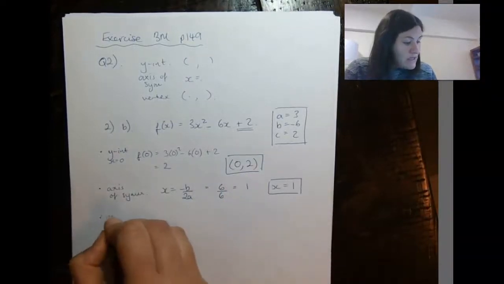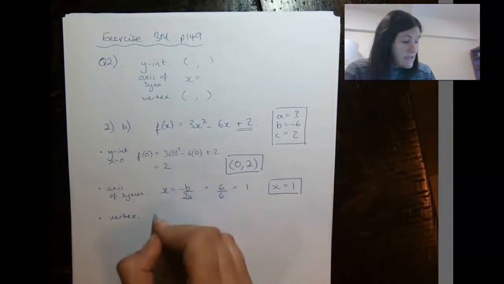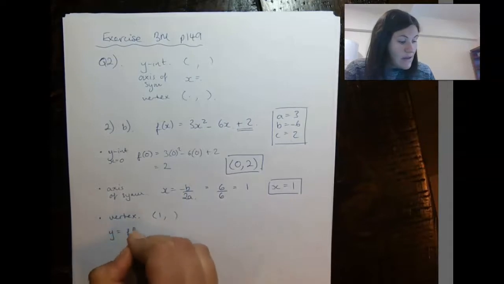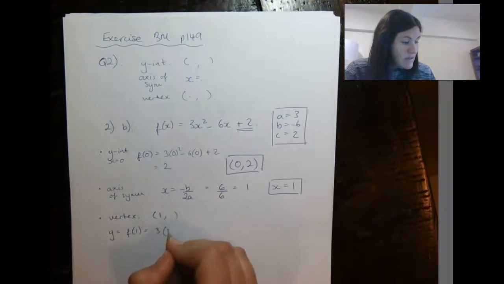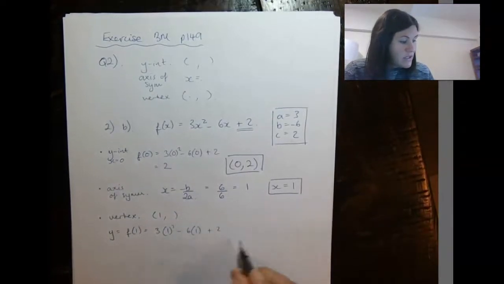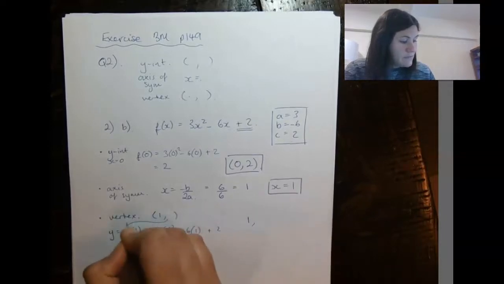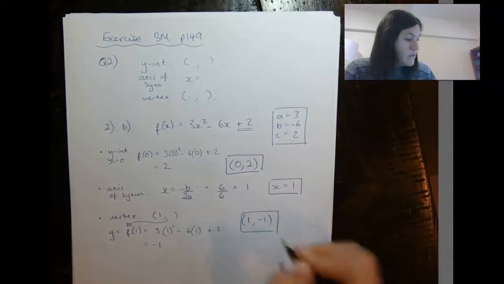All right, and the vertex, well, I've already said we could just use this value as the x value, and the y value is going to be f of that value. Okay, so substituting it in, 3 times 1 squared minus 6 times 1 plus 2, which is negative 1. So 1, negative 1 as coordinates.